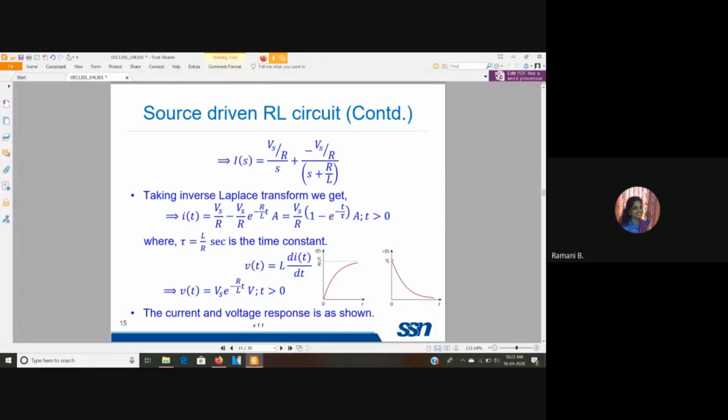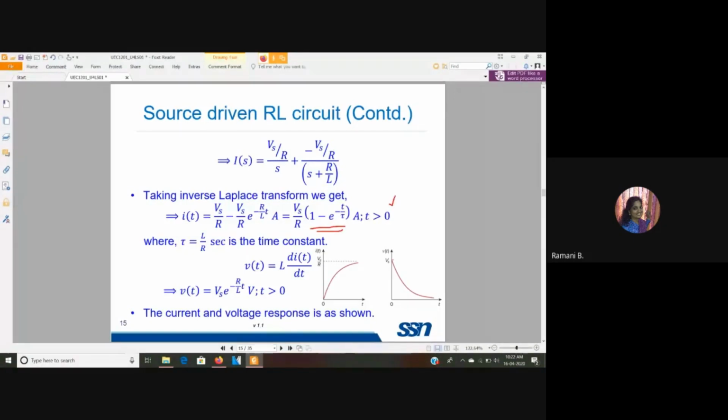Now taking the inverse Laplace transform, we know the inverse Laplace transform of 1 by s is 1, and we just saw that 1 by s plus a is e power minus at. With respect to that, we have i of t is equal to Vs by R minus Vs by R into e power minus R by L into t amps. Taking Vs by R outside, you will have Vs by R into 1 minus e power minus t by tau. So this is the current in the circuit.